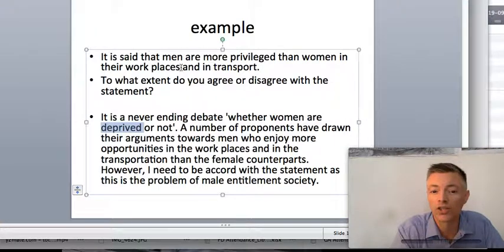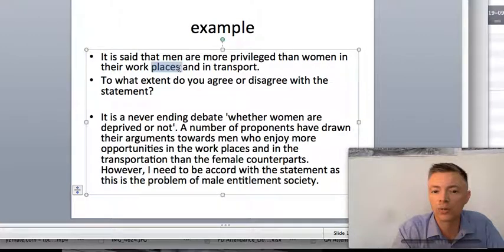The situation is men are more privileged than women in their workplace and in transport. Obviously, this is going to depend on what country you're in. This is not true in North America. This is in Western countries. We don't have this problem.